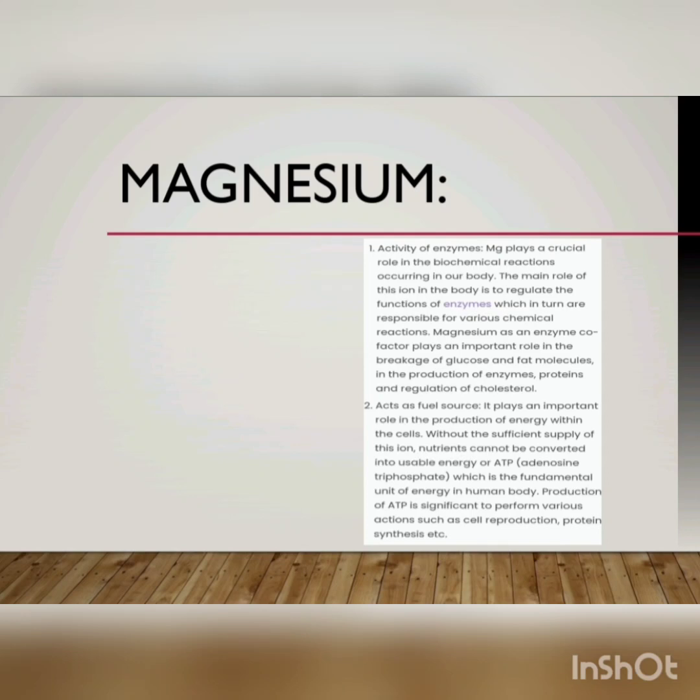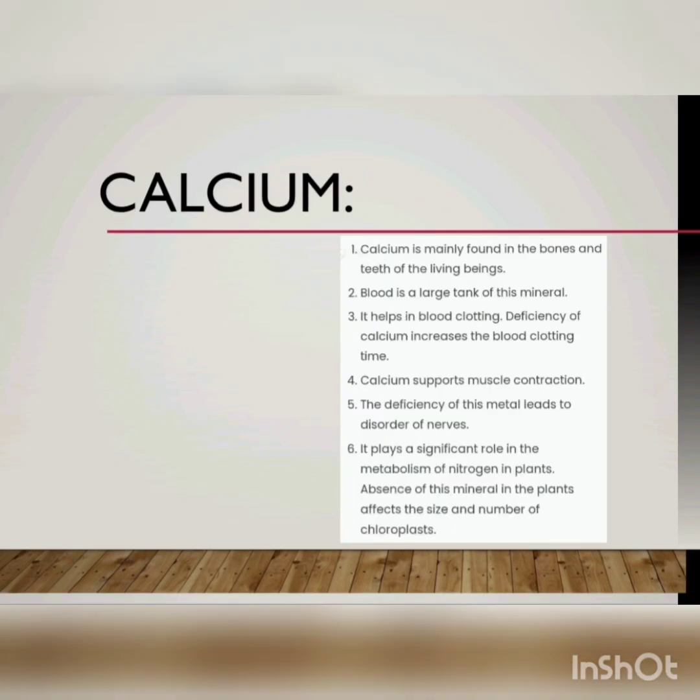Calcium. Calcium is mainly found in the bones and teeth of living beings. Blood is a large tank of this mineral. It helps in blood clotting. Deficiency of calcium increases the blood clotting time. Calcium supports muscle contraction. The deficiency of this metal leads to disorders of nerves. It plays a significant role in the metabolism of nitrogen in plants. Absence of this mineral in plants affects the size and number of the chlorophyll.